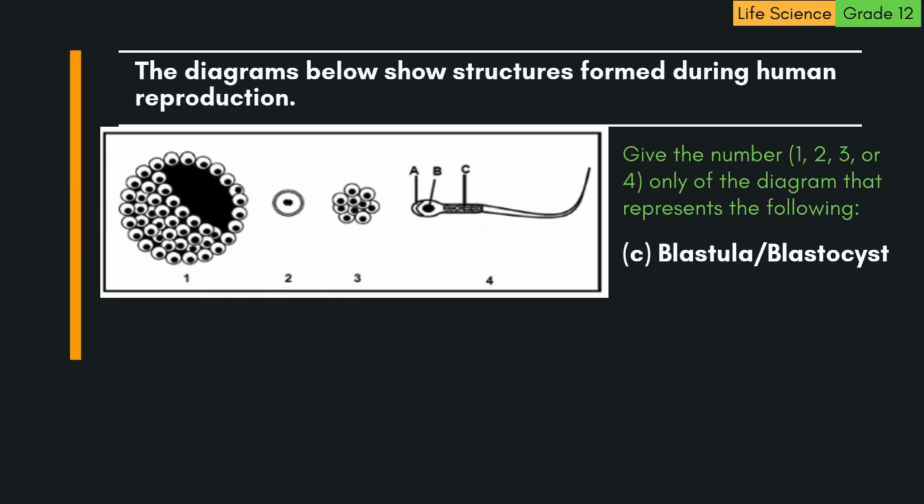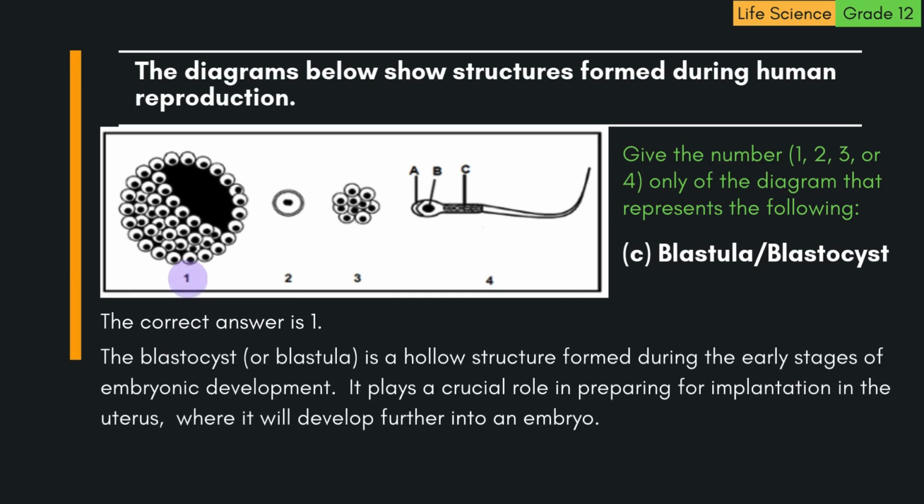C. Blastula or blastocyst. The correct answer is 1. The blastocyst, or blastula, is a hollow structure formed during the early stages of embryonic development. It plays a crucial role in preparing for implantation in the uterus, where it will develop further into an embryo.